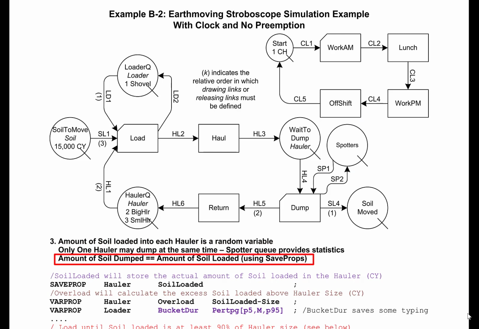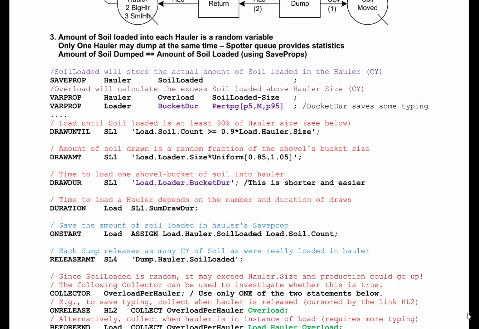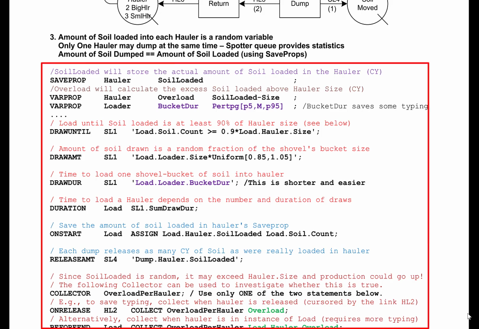The mechanism by which each truck knows exactly how much soil was loaded into it is by using saveprops. Saveprops is a new type of property that we need to describe for this particular model. Notice that the network itself does not tell us the details about how this model actually works. To understand how this model works, we have to look at the actual Stroboscope statements. The important Stroboscope statements are summarized here.